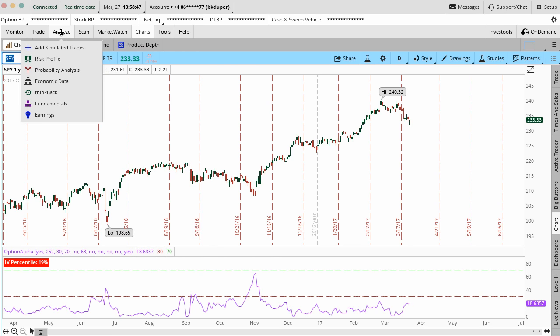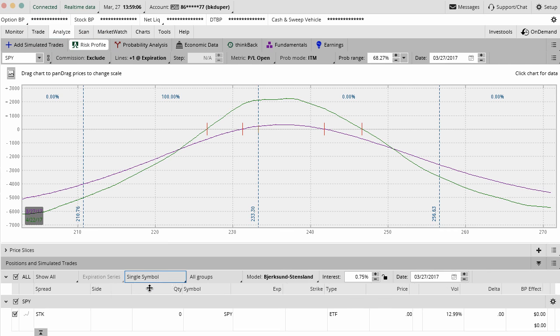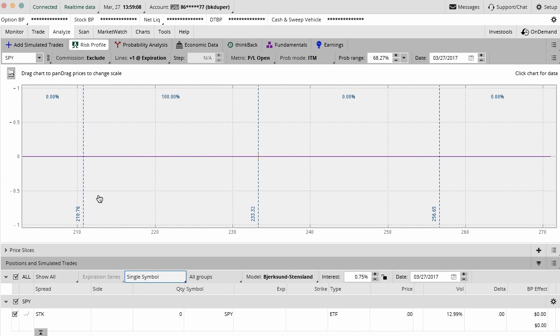Now inside thinkorswim, they make it very easy to do. You go inside of the Analyze tab here and then under the risk profile. And what you're going to do is type in the beta symbol. Now, the only thing that you're going to do differently is once you type in the symbol, you're going to go down to this box down here, which says portfolio beta weighting. It will initially say single symbol, which means I'm just looking at my SPY position.